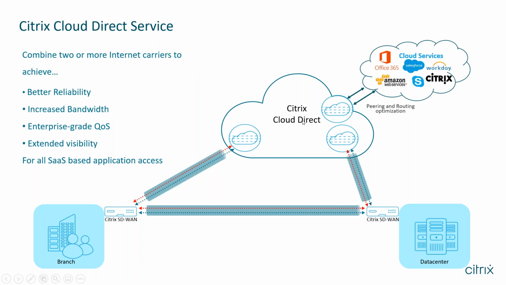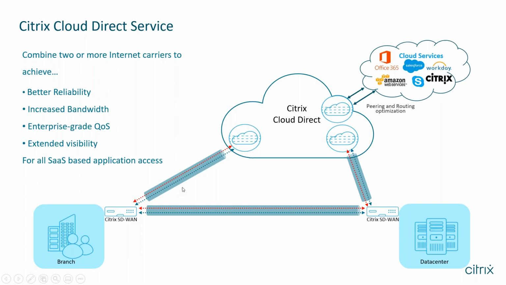So what we've done with our Citrix Cloud Direct service is that we're able to build SD-WAN functionality up against these SaaS and internet-based services. This is a cloud service hosted in Citrix Cloud. And what we do is build an SD-WAN tunnel from the branch office up to Citrix Cloud. And then from Citrix Cloud, we make sure that we get the best possible connection up to these different SaaS services, whether that is Office 365 or Citrix Cloud.